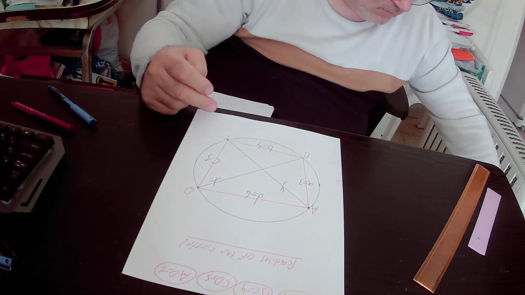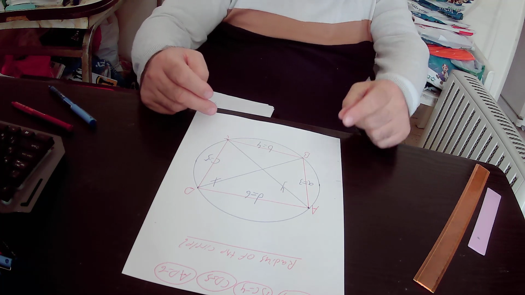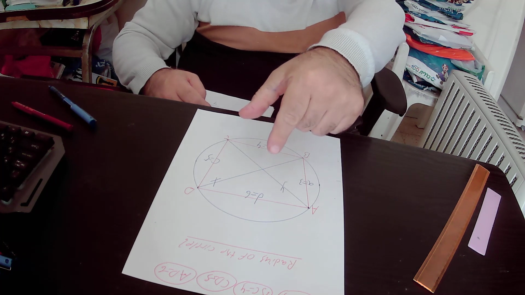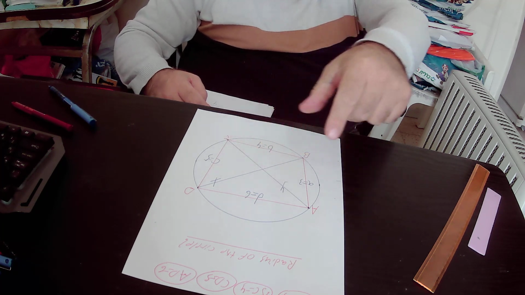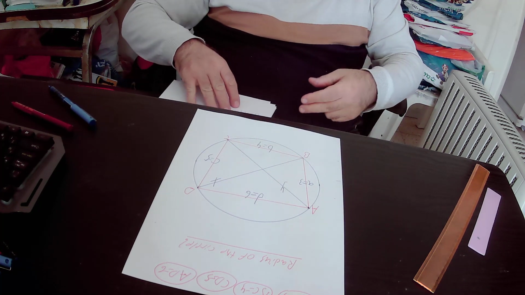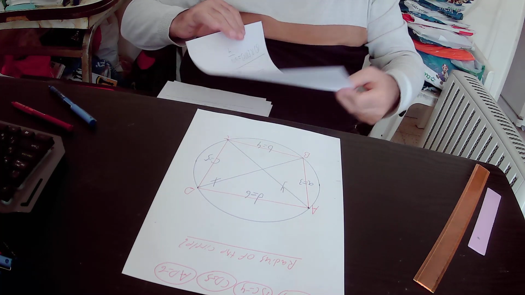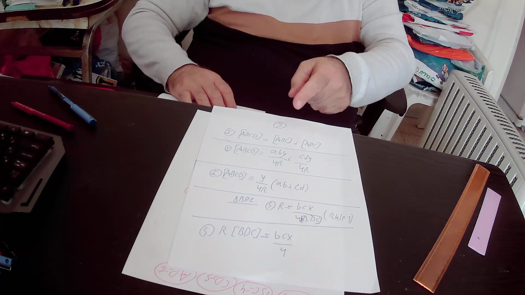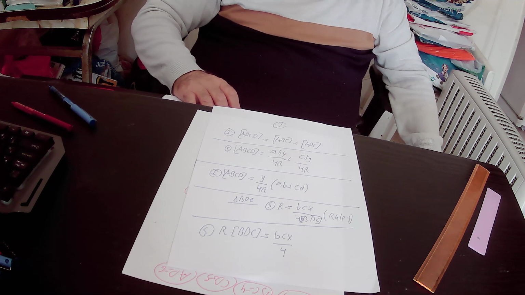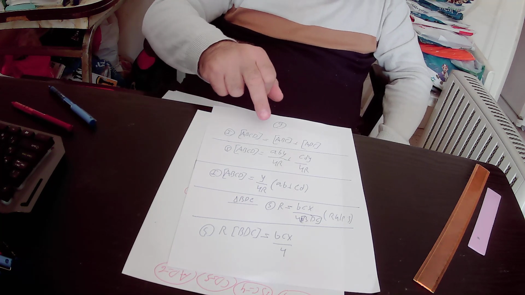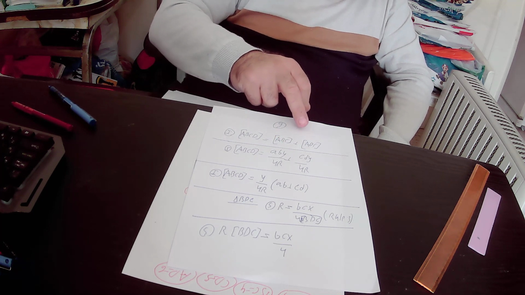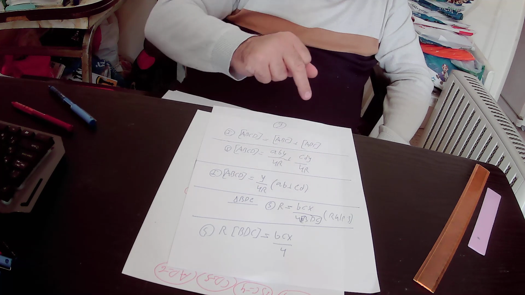But as you can see from the drawing, the area of triangle ABC plus the area of triangle ADC gives us the area of quadrilateral ABCD. So we can write down that the area of quadrilateral ABCD equals the area of triangle ABC plus the area of triangle ADC. But we have already found out that the area of triangle ABC equals ABY over 4R, and the area of triangle ADC equals CDY over 4R.